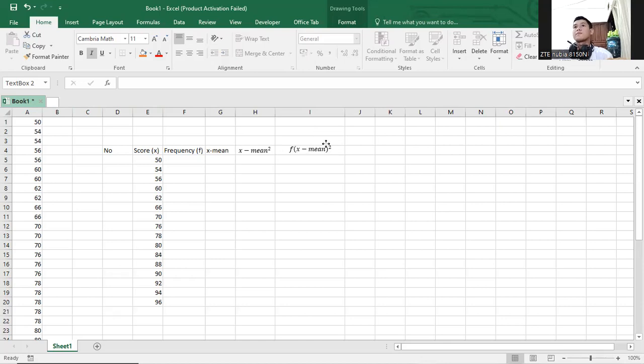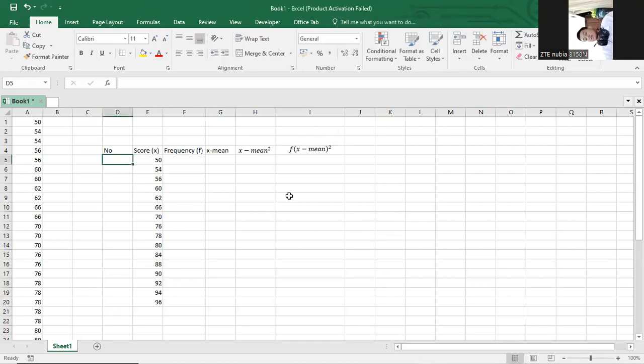Okay. So after we make it like this, hold on a second. We make a number first here. And it's very easy, we just drag it to make it sequential.